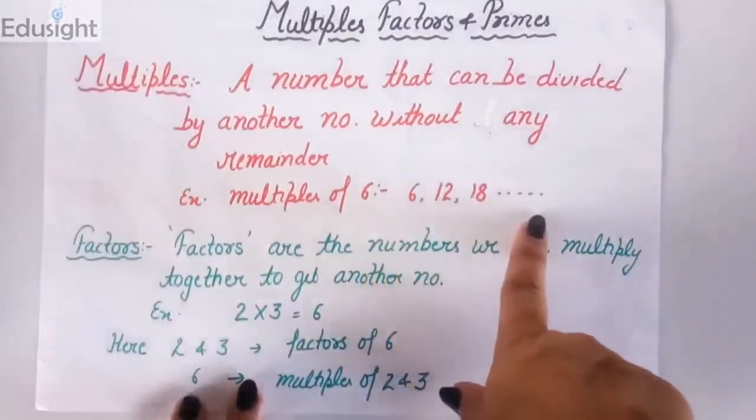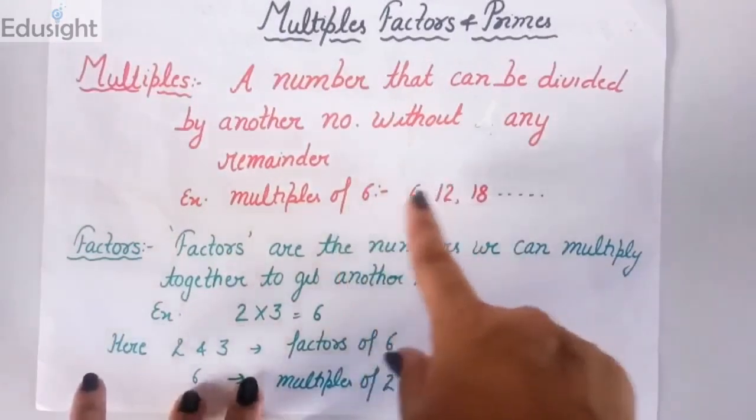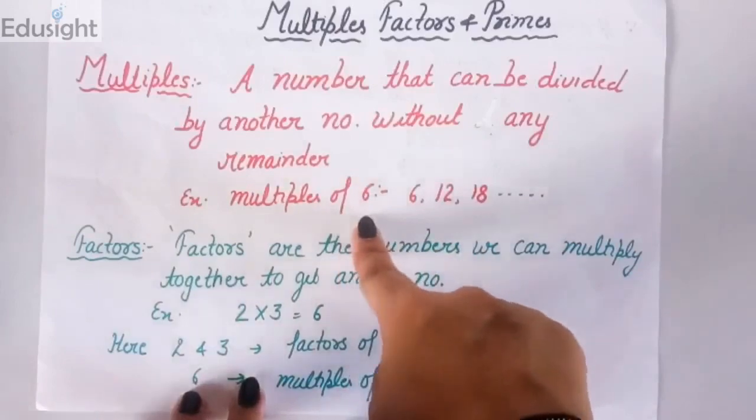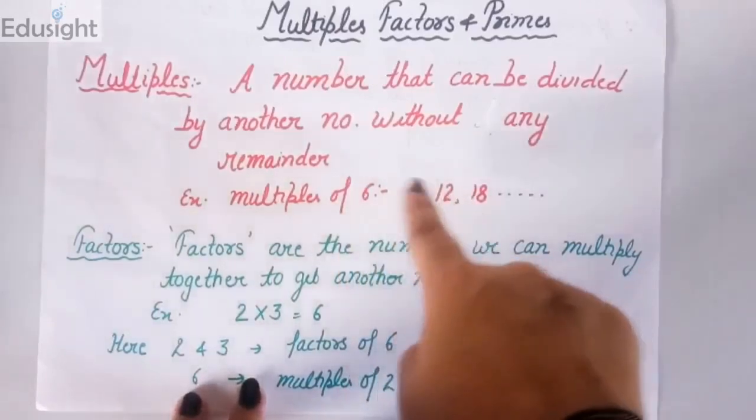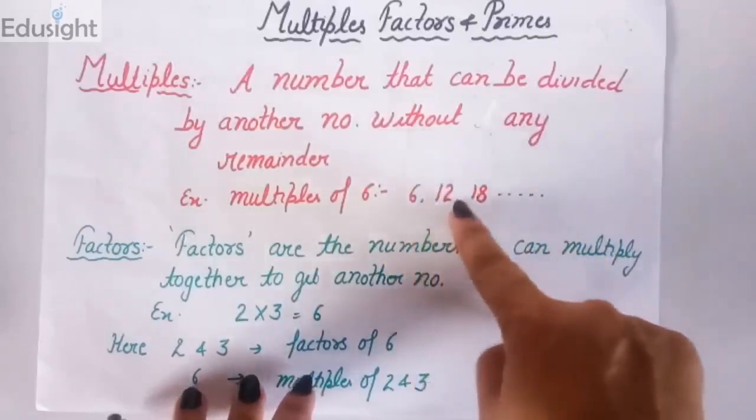6, 12 and 18. 6 divided by 6, remainder is 0. In the same way, 12 divided by 6, remainder again 0. And when we divide 18 by 6, remainder is 0. So these all are the multiples of 6.